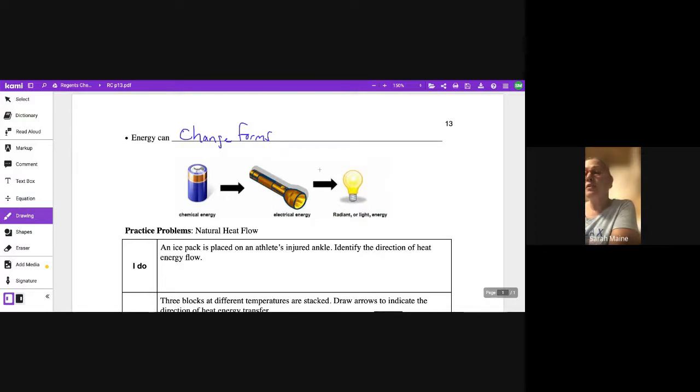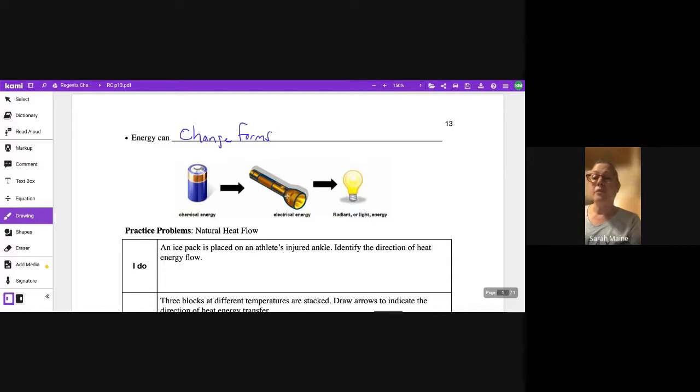So a great example is, how do we get light out of a light bulb? One place would be using a flashlight. In order for the flashlight to work, it has to have a battery in it. The battery represents chemical energy. So a chemical reaction happens in the battery, and as that reaction happens, the ability to do work starts to travel down the metal contacts within the flashlight, and that's what we call electrical energy.